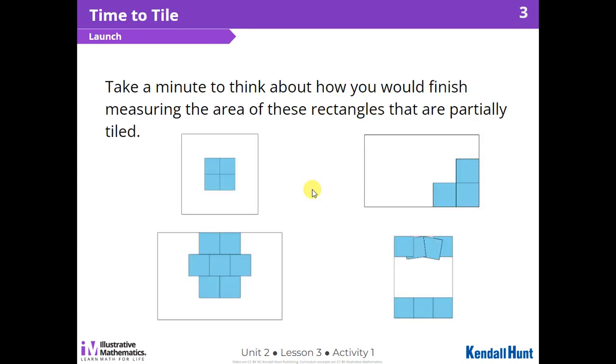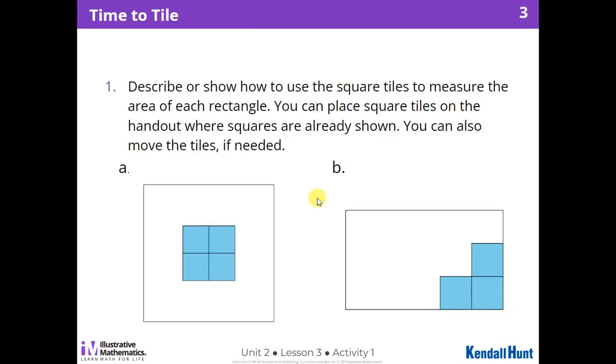So this is the question, and next: take a minute to think about how you would finish measuring the area of these rectangles that are partially tiled. These are some figures, and they are supposed to find the area of the rectangle using the partially filled tiles. And then when they are done with their thinking, they can click a button like 'I'm done with my thinking.' Then they will see: describe and show how to use square tiles to measure the area of each rectangle. You can place square tiles on the handout where squares are already shown. You can also move the tiles if needed.